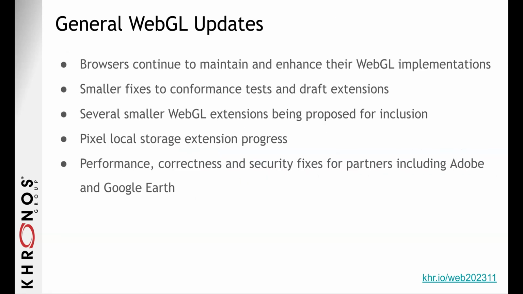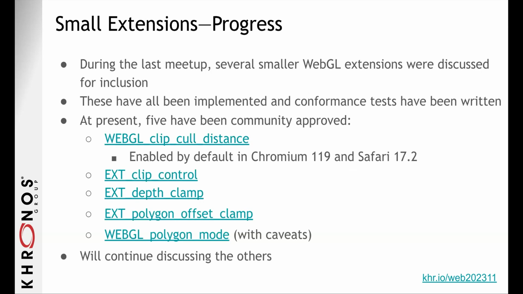Okay, so generally speaking, what have we been doing over the past couple of months? We're continuing to maintain and enhance WebGL implementations. We've done some smaller fixes to the conformance suite and some draft extensions. There are several smaller WebGL extensions on the way toward community approval. We'll talk about that. There's some progress on the pixel local storage extension, and there have been performance, correctness, and security fixes for various partners. So, some progress on the smaller extensions.